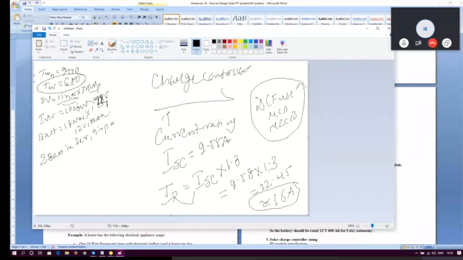Another thing you can tell is whether we should use PWM or MPPT. Because we have discussed PWM and MPPT, we can say what we want to use. MPPT is a better one, so we are choosing MPPT. So our charge controller is MPPT with 16 ampere rating. Fine.